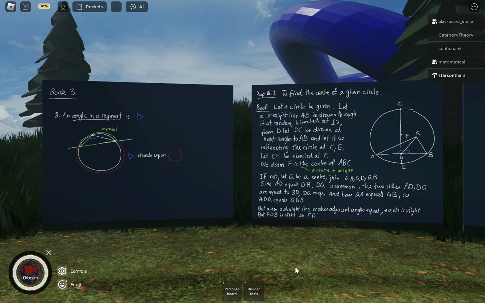So FDB equals GDB. Right, so I've got FDB and GDB both being right angles, but one is contained in the other. Right? GDB is contained in FDB. So that's a contradiction unless G actually lies on the line CE, which is impossible.